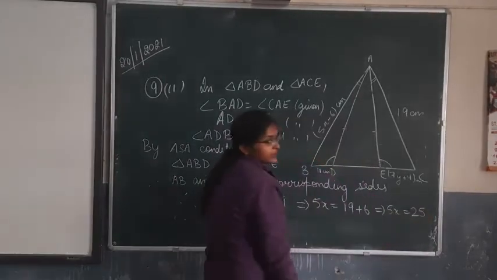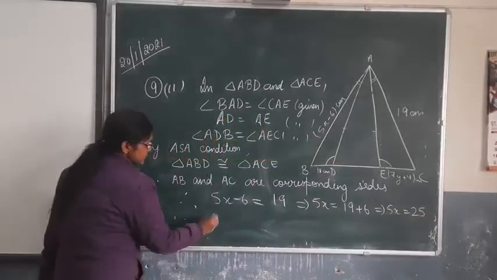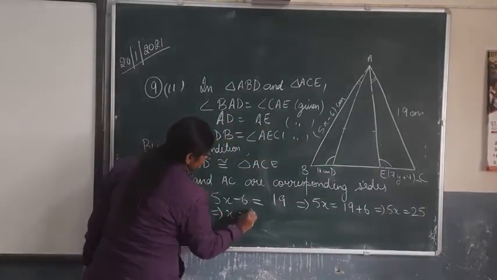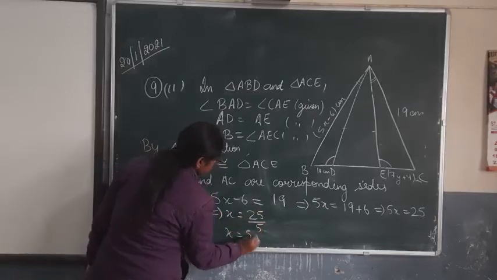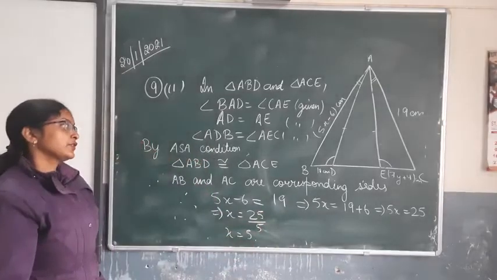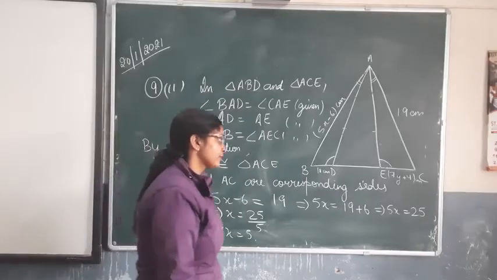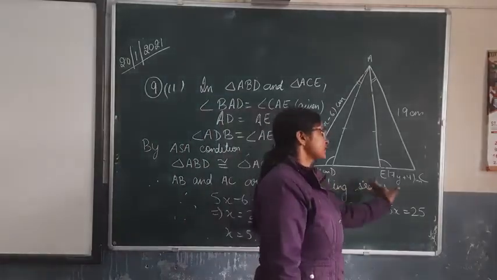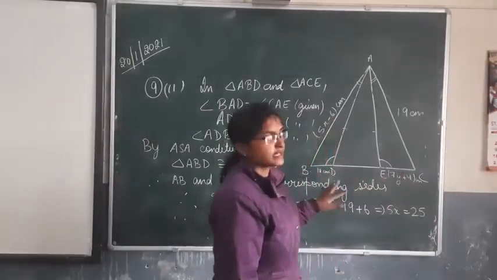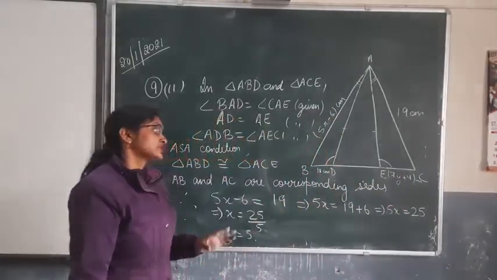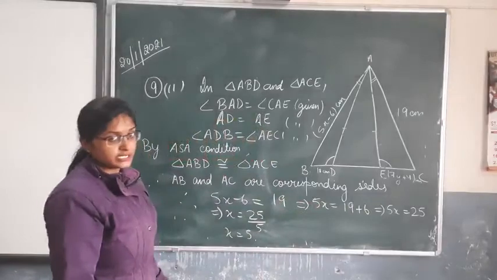This 5 will go in the denominator of 25. So this implies x is equal to 25 upon 5 or x is equal to 5. We got the value of x. Now we have to find out the value of y. Here this BD is corresponding to EC. BD will be equal to EC because corresponding sides and corresponding parts. So 7y plus 4 will be equal to 18 centimeter.